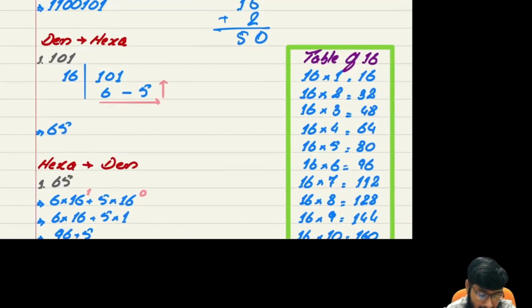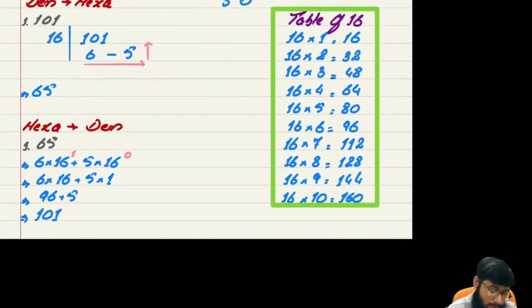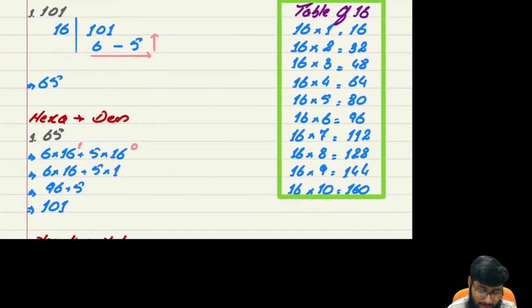So now 16 6s are 96. What is left over here? Sorry, my bad, I got confused. 16 6s are 96, so the remainder will be 5, so I just wrote a 5 here. 6 and 5, we will write the answer in a similar pattern. So 65, we are getting the answer in the hexa form.